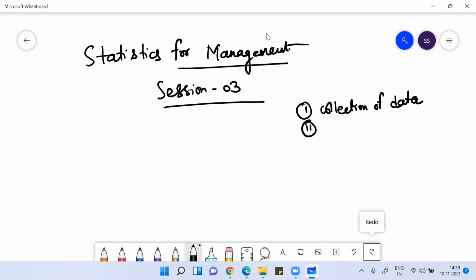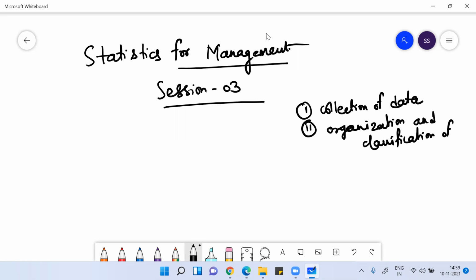Then the next step after we have collected the data, either primary or secondary, every way has its own advantages and disadvantages. Once we are done with the collection of the data, the next thing we talk about is the organization and the classification of the data.